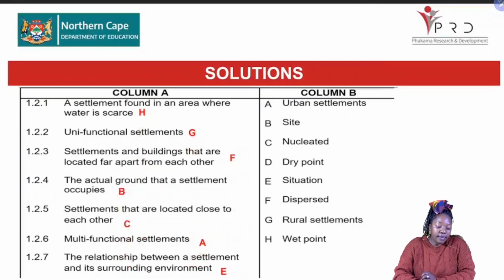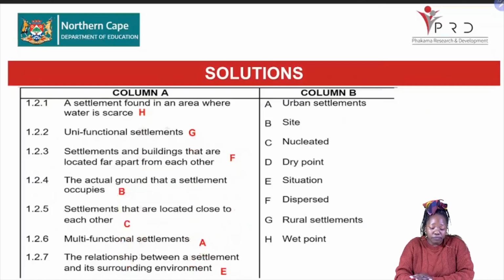So again, let us go back to question 1.2.1. A settlement that is found in an area where water is scarce. Remember, in that settlement where water is scarce, they will have a water source, maybe a dam or a windpump. So the people in that area will choose themselves to build their houses next to that water source so that they can be able to get water.